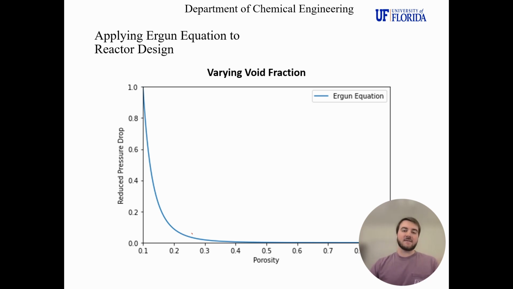Somewhat trivial, but still a useful observation to make is looking at varying void fraction or porosity. And we can see that obviously at a porosity of 0, no fluid can get through. But we see this really, really sharp decrease in pressure drop with increased porosity. And a big design consideration is finding that sweet spot where you maximize the surface area to volume ratio by packing as much catalyst as you can without overloading to a point where your fluid can't flow.